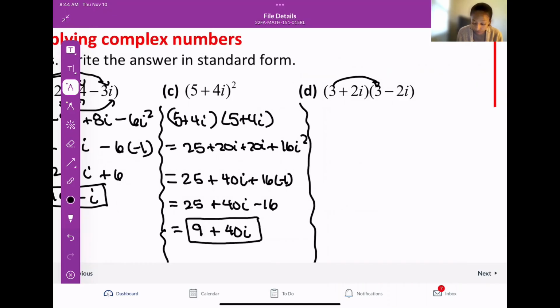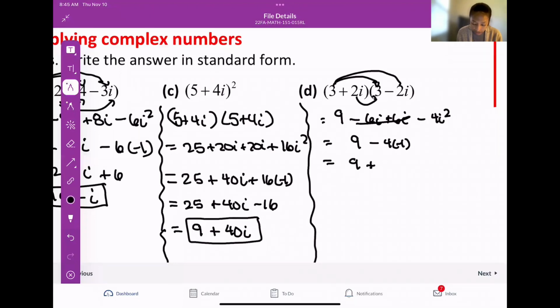We're gonna get, if we FOIL this, 3 times 3 is 9. And then we have minus 6i plus 6i. So those are gonna cancel. And then minus, be careful with this, 2i times 2i would be 4i squared. So we get 9, those cancel, and then minus 4 times -1. So that becomes 9 plus 4, which is 13. So all of the imaginary parts go away.